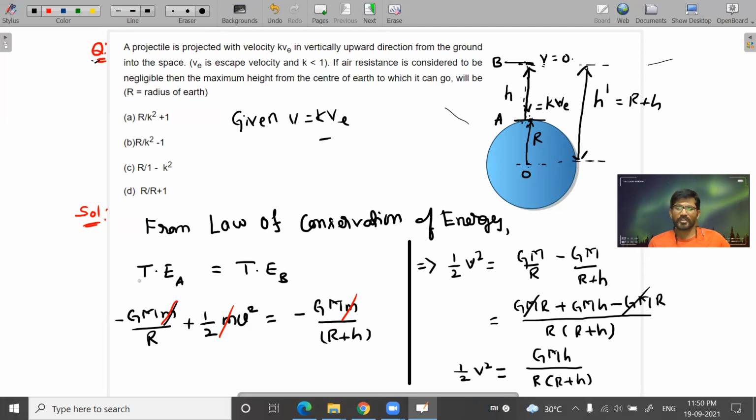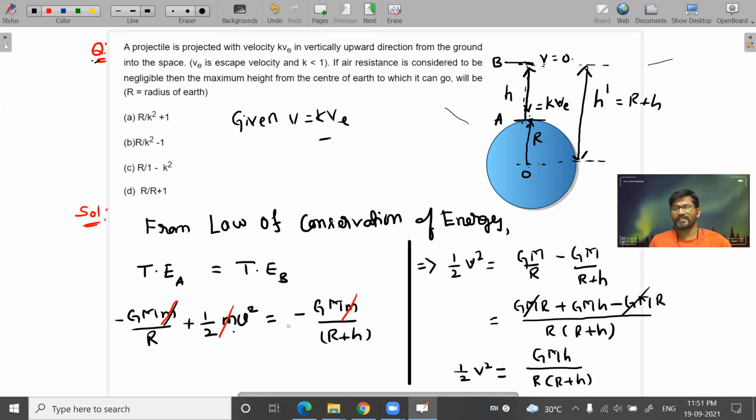By considering this condition, we can write: total energy is potential energy plus kinetic energy. So potential energy on the surface of Earth, that is at point A, is minus G M m by R. Here capital M is the mass of Earth and small m is the mass of the object, R is the radius of Earth, plus half m v square, where v is the velocity with which the object is projected and the mass of the object is m. So its kinetic energy is half m v square. So the total energy is this.